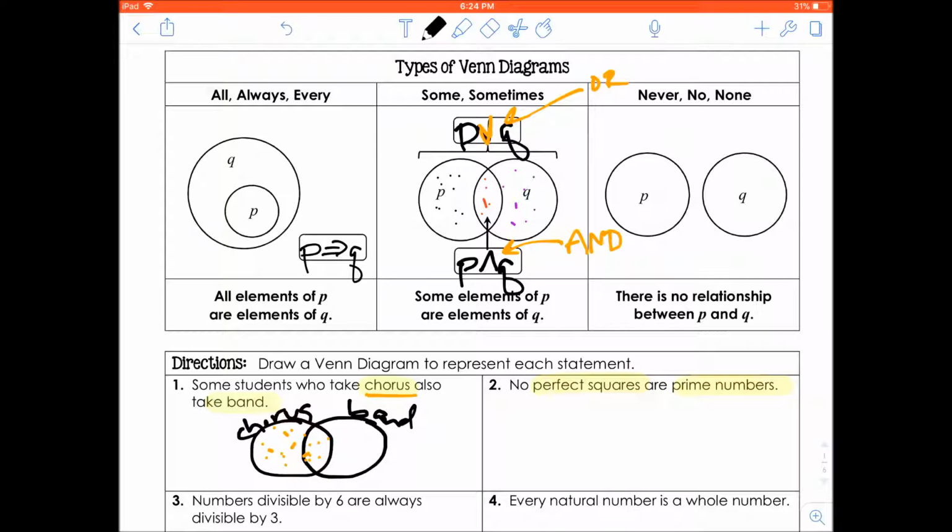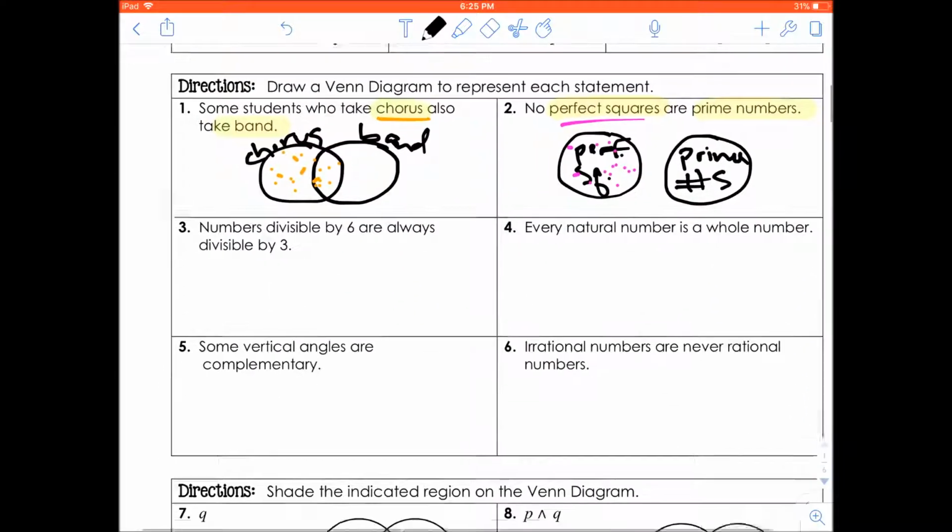So no perfect squares. So here's my perfect squares. I'll draw that category. I'm going to put the words inside this time. Perfect squares. No perfect squares are prime numbers. So if all my little perfect squares, let's say my perfect squares are pink, I've got to make it so that none of these are going to end up inside the prime number circle. So I'm going to make sure my prime number circle better not touch that other circle. Here's my prime numbers. So no overlap here.